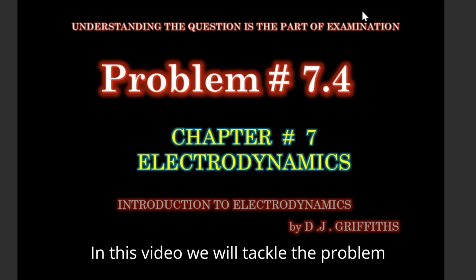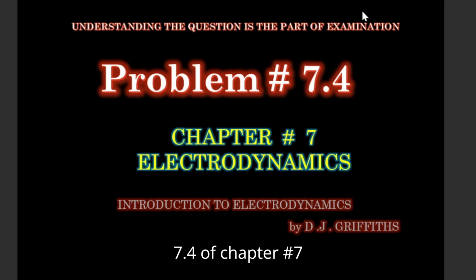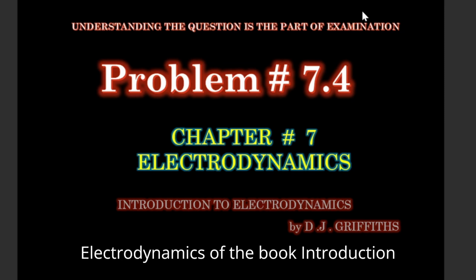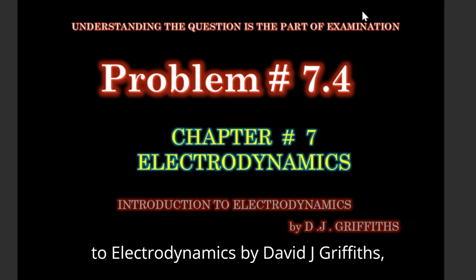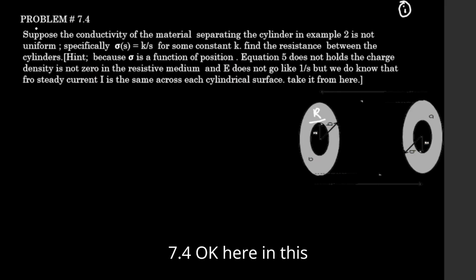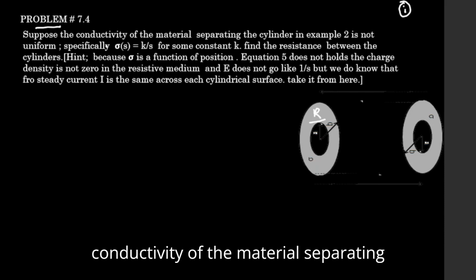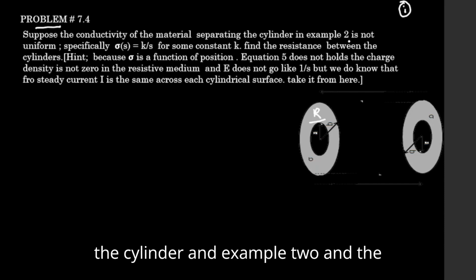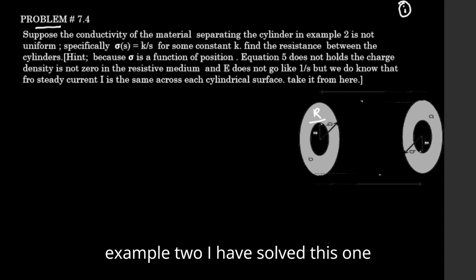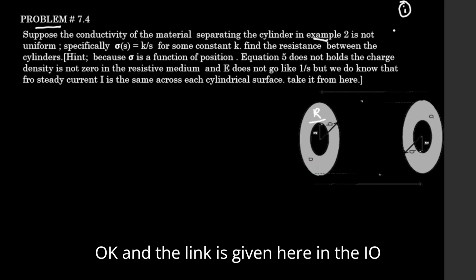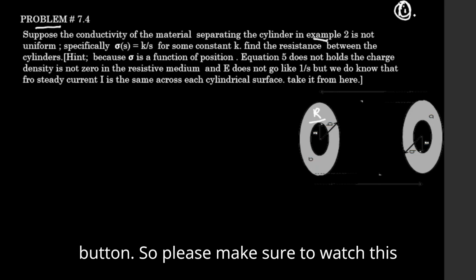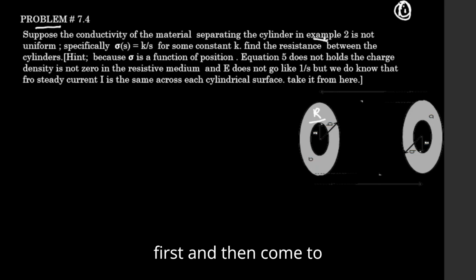In this video, we will tackle problem 7.4 of chapter 7, Electrodynamics, of the book Introduction to Electrodynamics by David J. Griffiths. Here in this problem, we are given the conductivity of the material separating the cylinders in Example 2. I have solved Example 2 already, and the link is given in the I button, so please make sure to watch that first and then come back to this video.